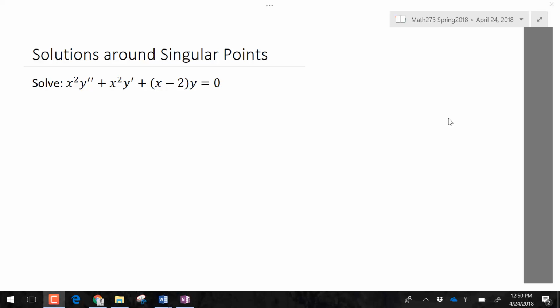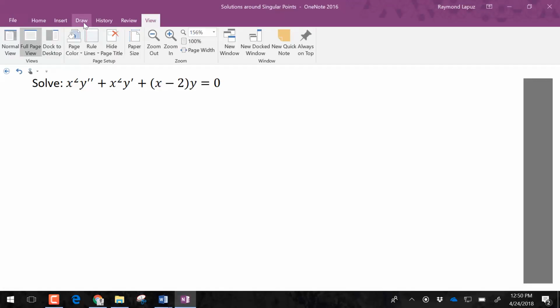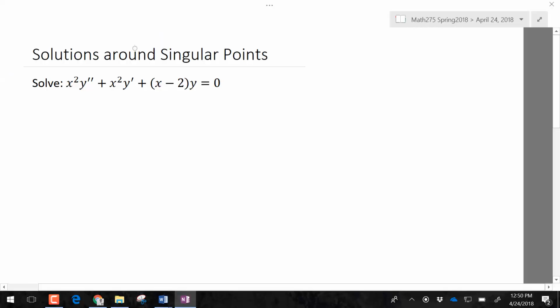We want to check if this is an ordinary point or a singular point. And if it's a singular point, we want to check if it's regular or not. So the thing to do is to divide out by the leading function and then get y double prime by itself. The x squares are going to cancel in the y prime term, and then you have an x minus 2 over x squared in the y term.